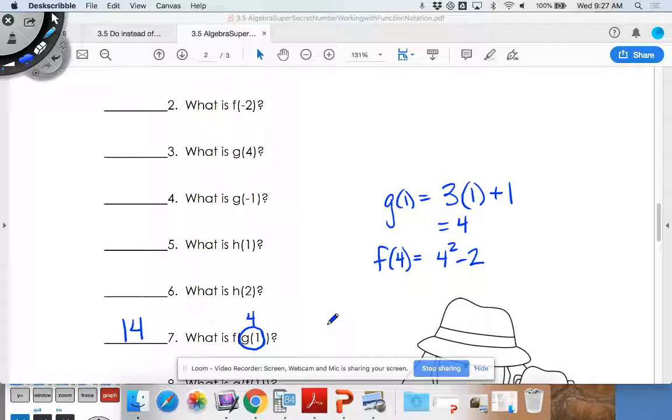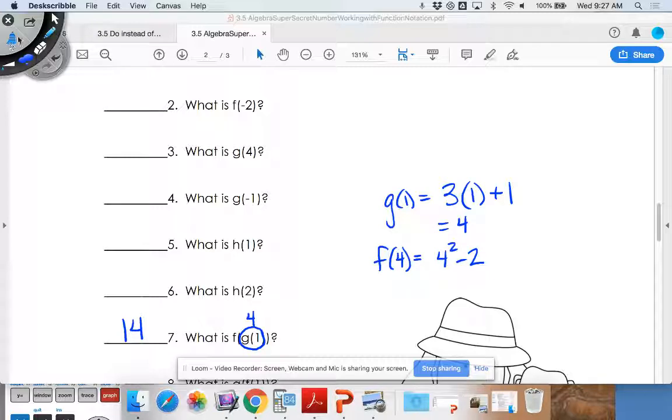So inside out. So 10 is kind of the challenge problem for today. You got to start with g of 0, get that answer. Then put that in f, get that answer. And then put that number in h. Okay, so this is a little bit of a challenge. I want you to do your best.